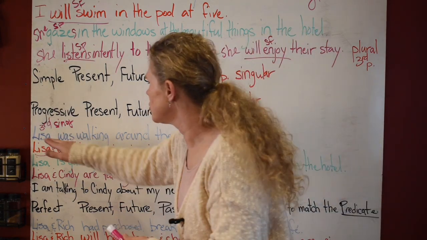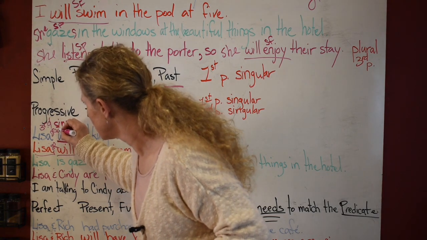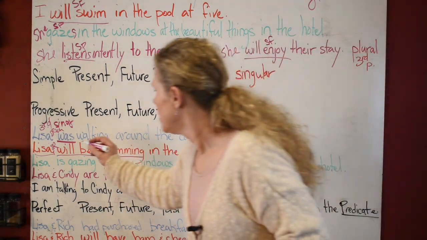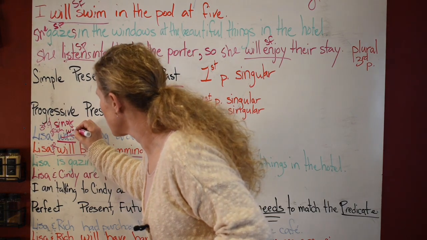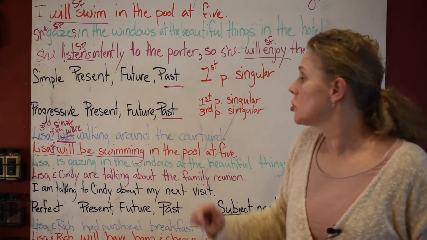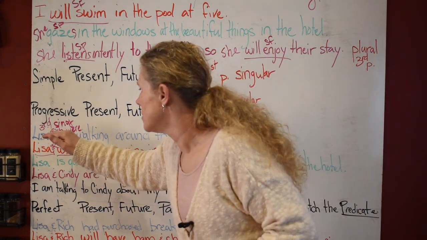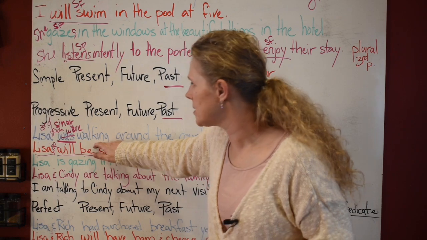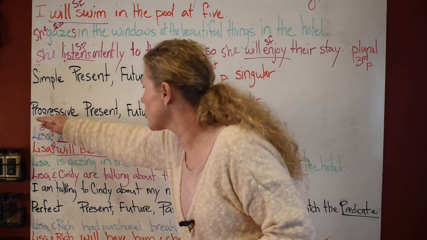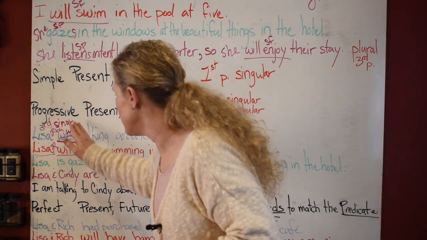But what if I change this past right here? Lisa and Rich was walking around the courtyard. Were. That means this needs to be changed to were. Plural takes the plural verb. So you need to make sure your subject and your predicate agree. Walking doesn't change, but your auxiliary verb changes. So in the progressive tense, that's where you're going to find your singular and your plural, in your auxiliary verbs.